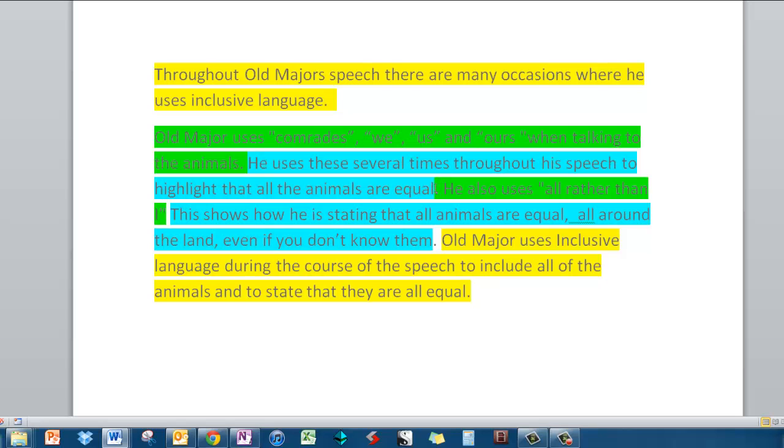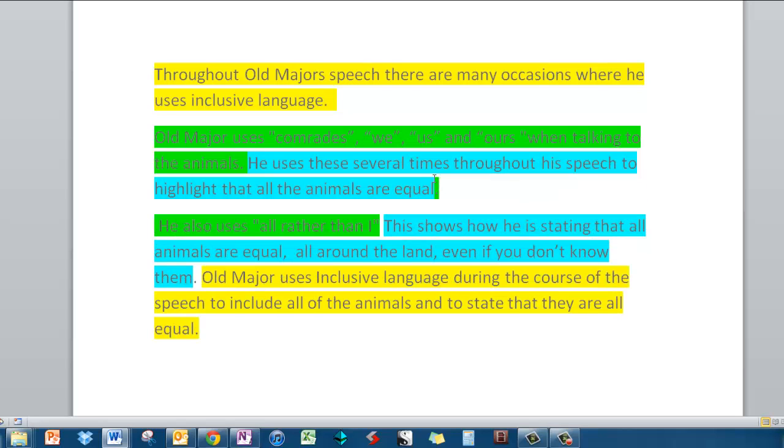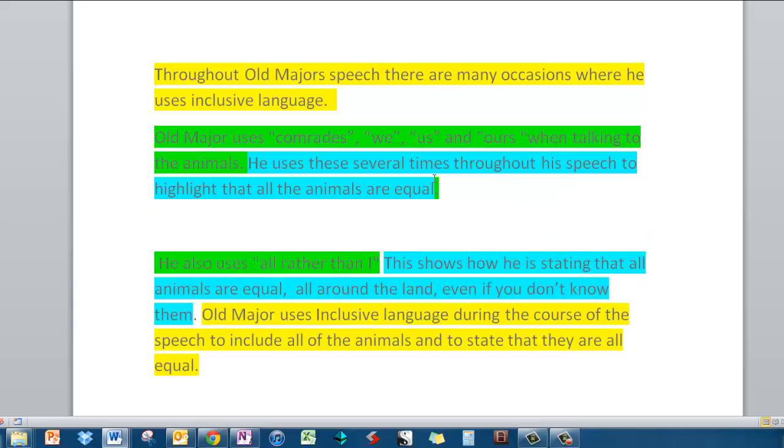So what you've done, Harry, is explained that there. That works really quite nicely. He also uses all rather than I. Again, let's put that in separate talking marks, rather than I. Full stop required. This shows that he's stating all animals are equal all around the land, even if you don't know them. Okay.